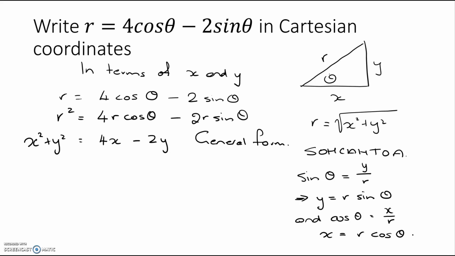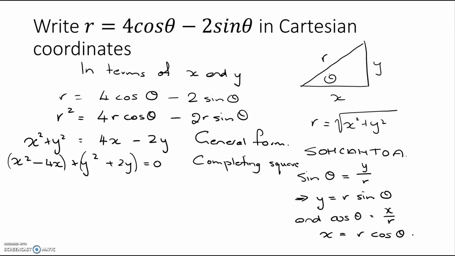Now, let's just go on from there, and let's perhaps rearrange it. Let's say x squared minus 4x plus y squared plus 2y equals 0, and we can collect the x terms and the y terms. Now, if you remember the algebra section where we looked at completing the square, you remember that you add half of b, over 2 squared, to each side.